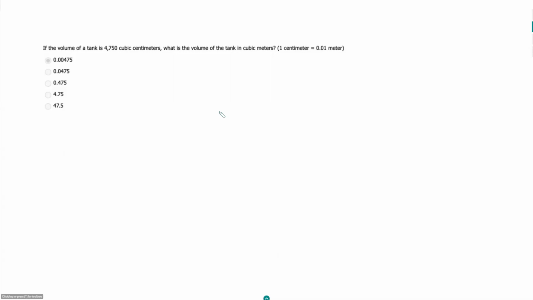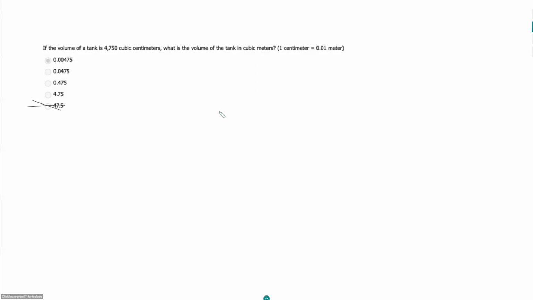One thing you have to be careful about here is that if we were converting from centimeters to meters, we would just divide by 100. But here we're converting from cubic centimeters to cubic meters. We cannot just divide by 100 and say 4,750 cubic centimeters is 47.5 cubic meters. This is the trap answer. Do not select it.